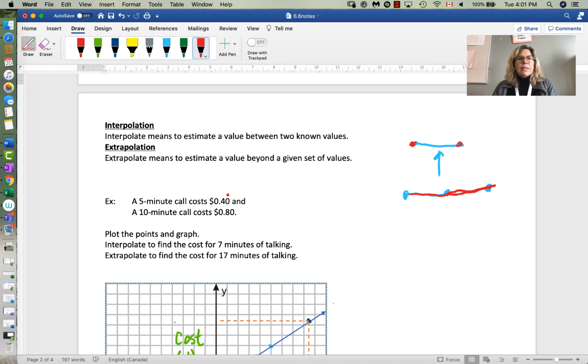So here we have an example. A 5-minute call costs 40 cents, 0.40. And I'm just going to make that kind of a point, right? And a 10-minute call costs 80 cents.